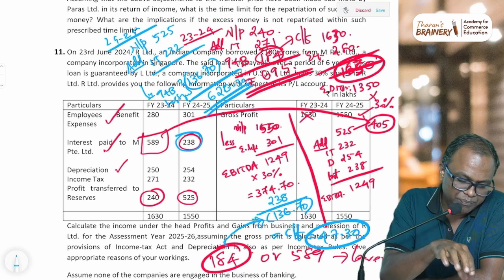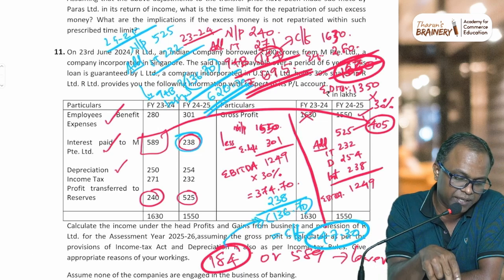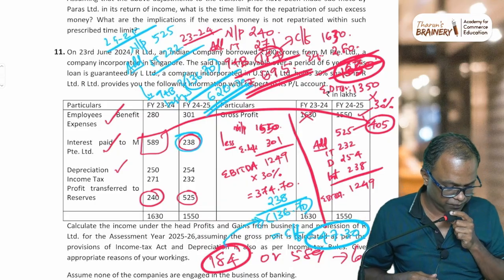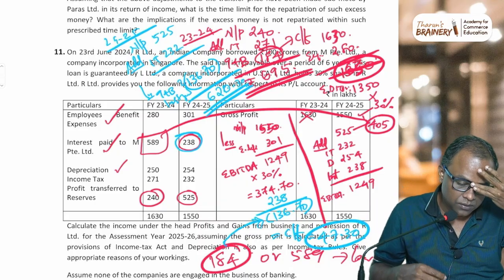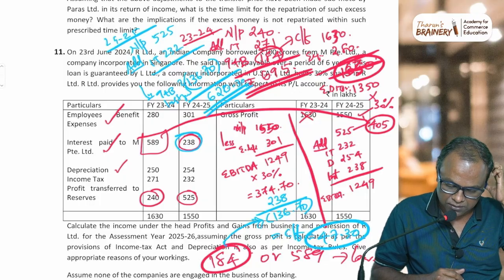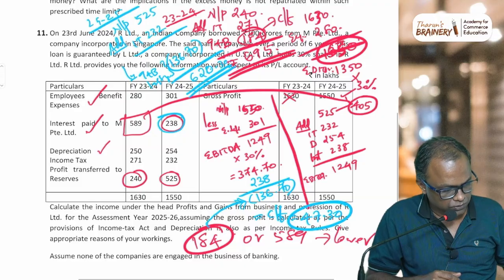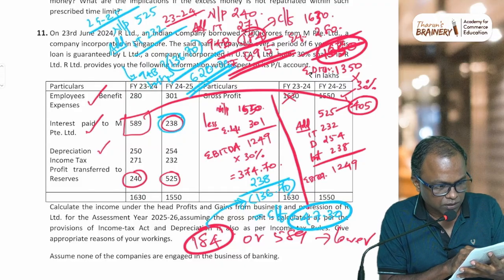So here some PGBP computation adjustments are also appearing. They are asking for total PGBP income also. So this is an exam question they asked recently. So that area is over.